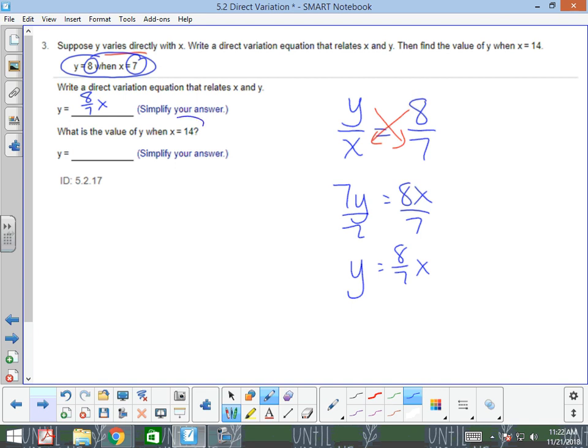Now, what is the value of y when x equals 14? We put 14 in for x. Again, you can use your calculator if you want to, or if you know how to cross reduce, you can do that. So 2 times 8 is 16. So 16 goes in the next blank.